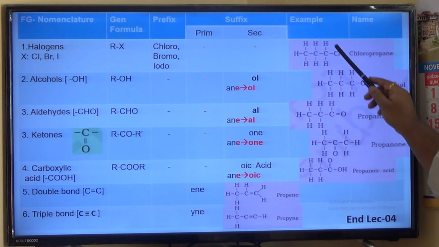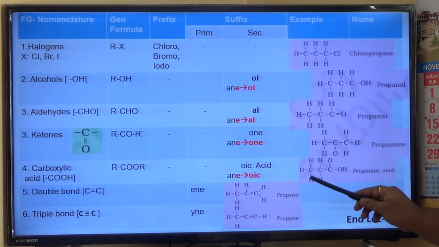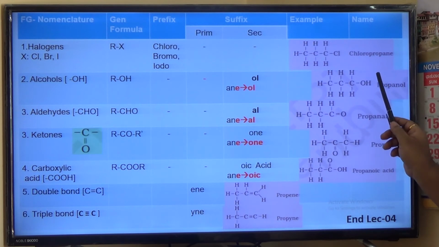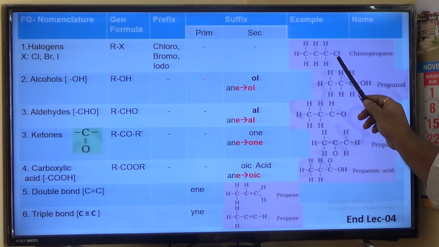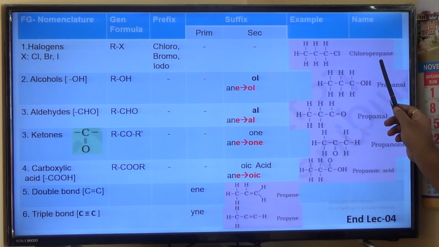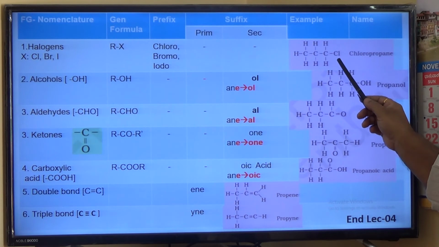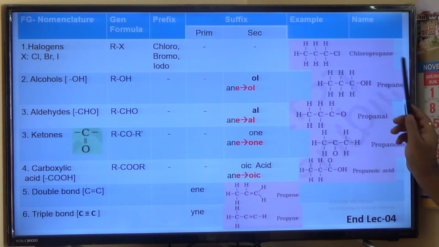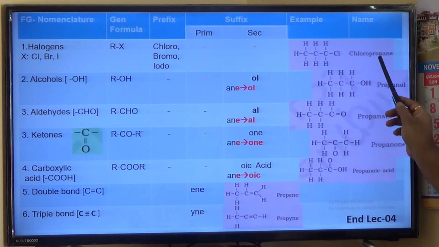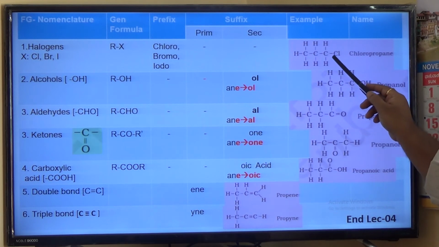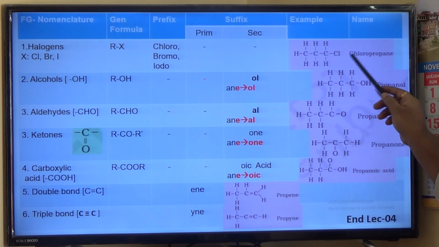Already I am considering propane everywhere over here, single bond, because the parent chain will have only 3 carbon atoms, and therefore propane I will retain. For propane, if I remove one hydrogen atom and attach a halogen, then it becomes chloropropane. For methane, if I replace one hydrogen with chlorine, chloromethane. For ethane, chloroethane. For propane, chloropropane. For butane, chlorobutane.